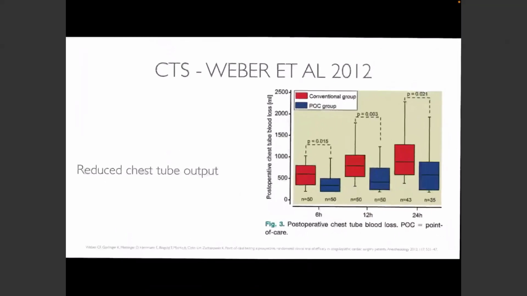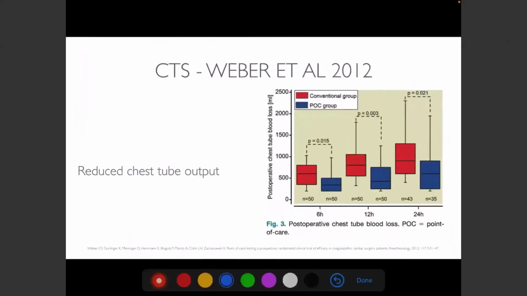They also had chest tube output. The blue is the POC, which is the ROTEM group, and the red is the conventional group. So they had significantly less bleeding at 6, 12, and 24 hours in the ROTEM group.